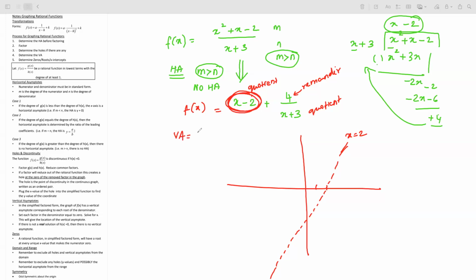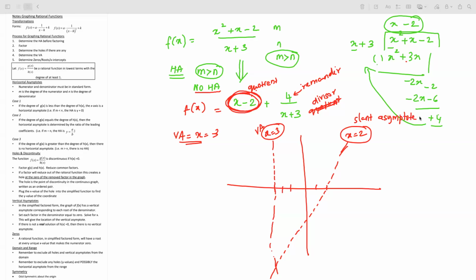Now coming to your vertical asymptote, what is your vertical asymptote? x = -3. That is your vertical asymptote. See, this is your vertical asymptote. This is your slant asymptote. In cases where there is no horizontal asymptote, you will have to perform polynomial division and write it in the format quotient plus remainder by divisor. If you do that, whatever quotient you get is your slant asymptote, which is a line. Make sense?